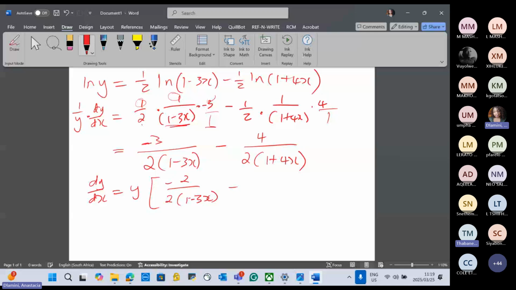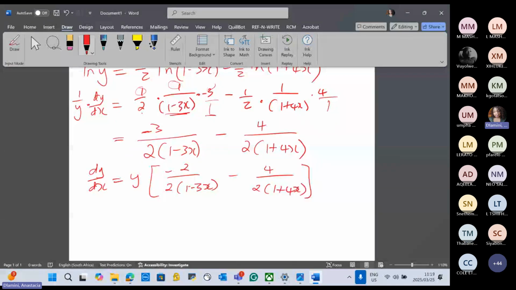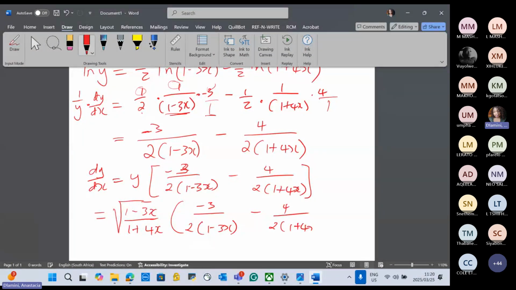Yes. This is how we normally leave it, isn't it? But because we know y, we substitute y. So in this case, our y is the square root of (1 minus 3x) over (1 plus 4x), times open brackets, minus 3 over 2(1 minus 3x) minus 4 over 2(1 plus 4x). Are we all together?